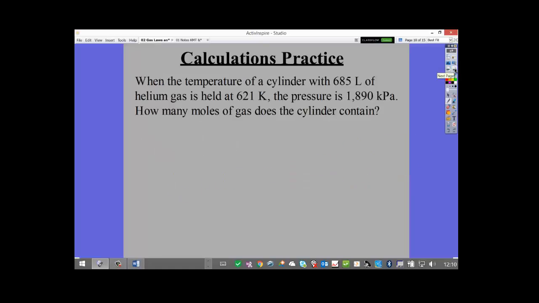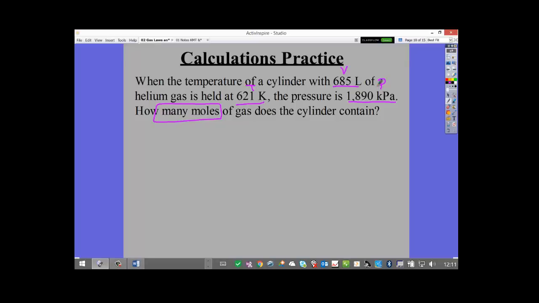Next problem. It says, when the temperature of the cylinder with 685 liters of helium gas is held at 621 Kelvin, the pressure is 1,890 kilopascals. How many moles of gas does the cylinder contain? So it's asking me for moles. Let's go through it and label everything. What is this? A volume. What is this? A temperature. What is this? A pressure.